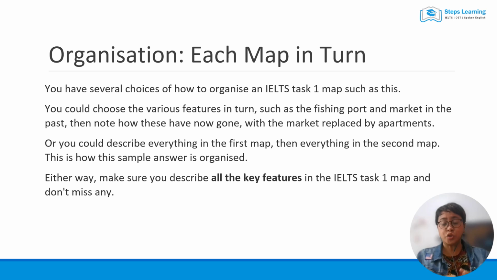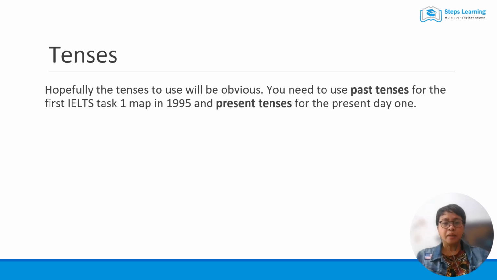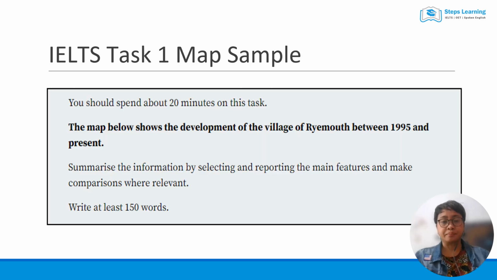Either way, make sure you describe all the key features in the IELTS Task 1 map and don't miss any. And then make sure that you use the right tenses. So you need to use past tense for the first IELTS Task 1 map in 1995 and use the present tense for the present day one.